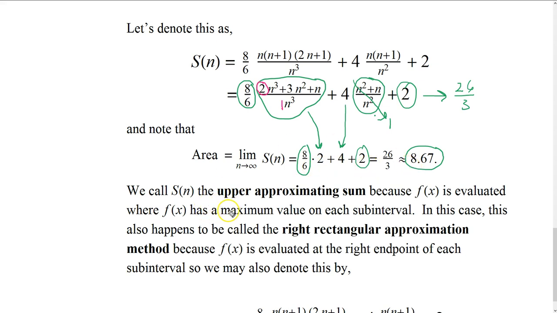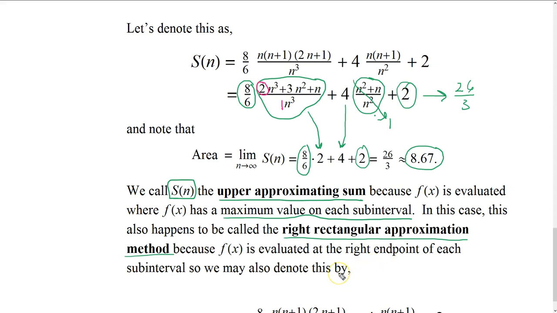Now, just some notation here. In this case, we call capital S of n, what we found, an upper approximating sum. And that's because the function f of x for each rectangle was evaluated where it has a maximum value on each subinterval. We'll take a look back at that in a second. Now in this case, this also happens to be called the right rectangular approximation method because the function f of x was evaluated at the right endpoint of each subinterval.